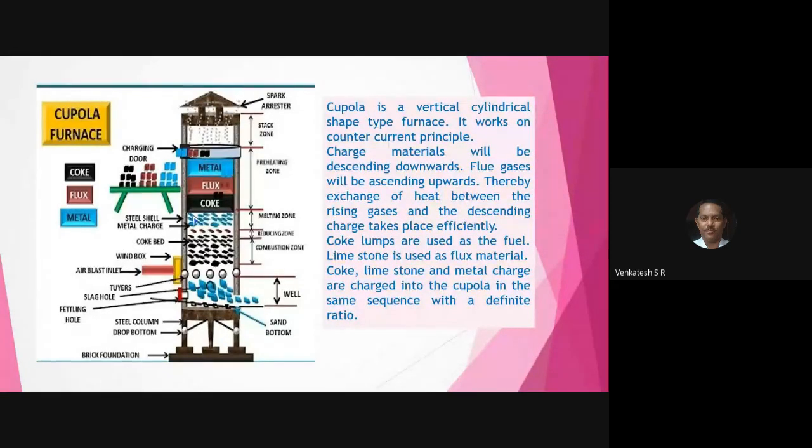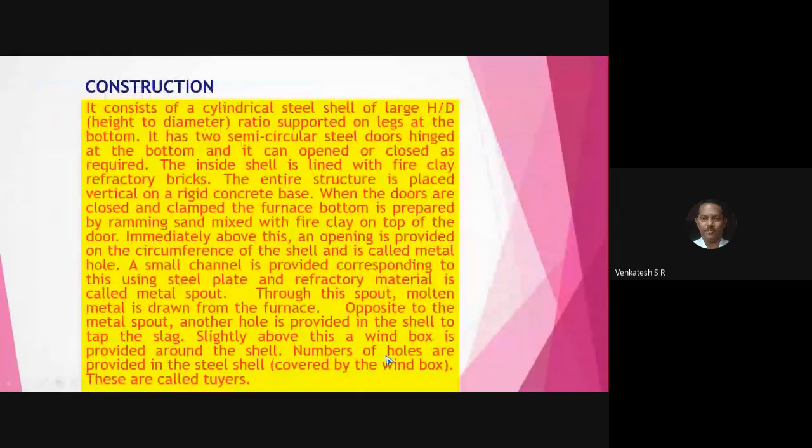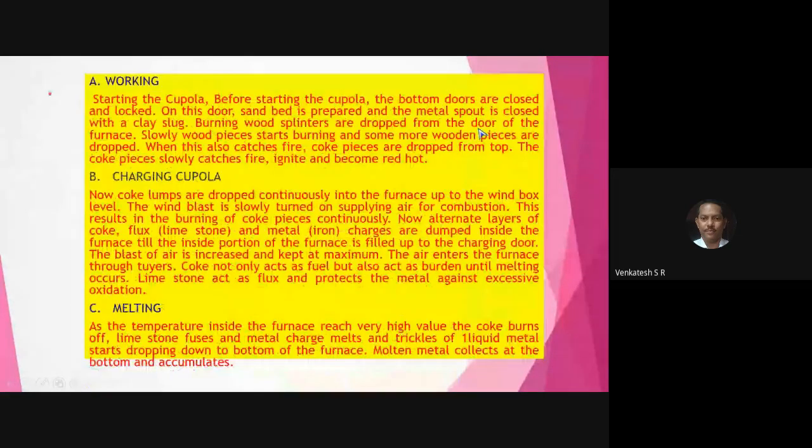On the right side, all of you observe, there are 4 zones, very important, starting from the bottom: combustion zone, reducing zone, melting zone, and preheating zone. These are very important. Next, we come to how the cupola is constructed using the steel shell and refractory lining, and all the construction explanation. Next, working. Once you charge, melting of the cupola will be continuous.